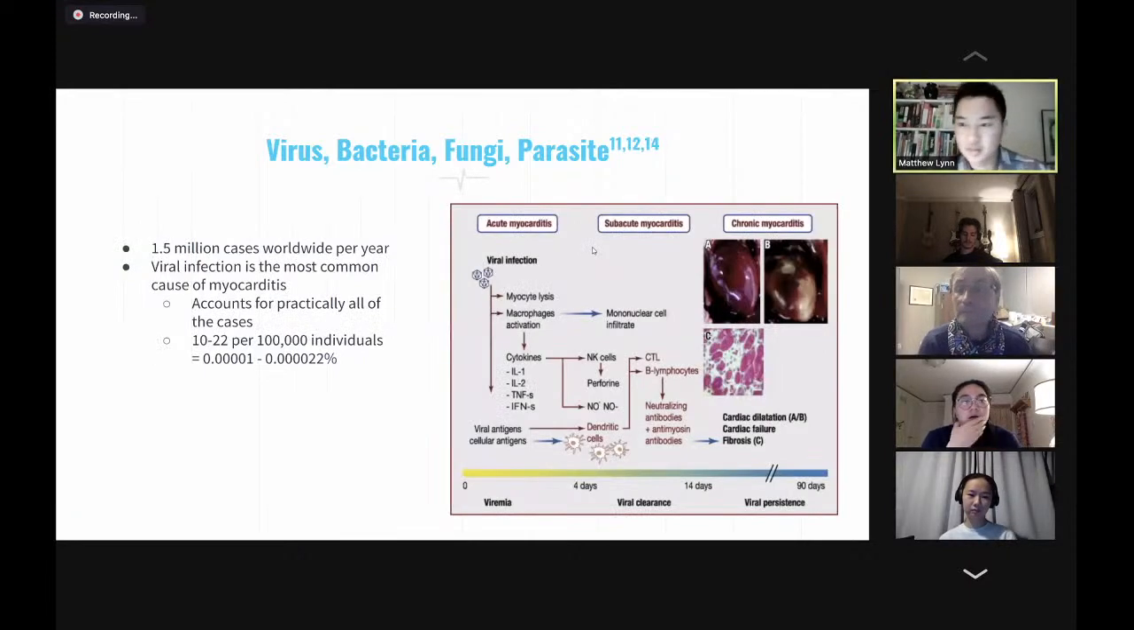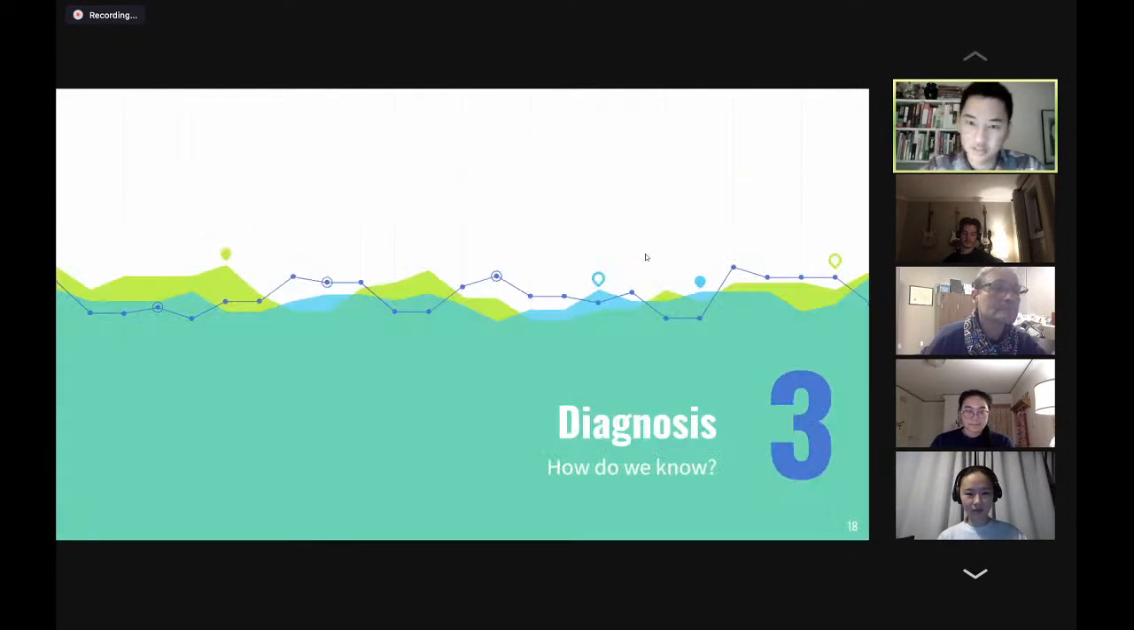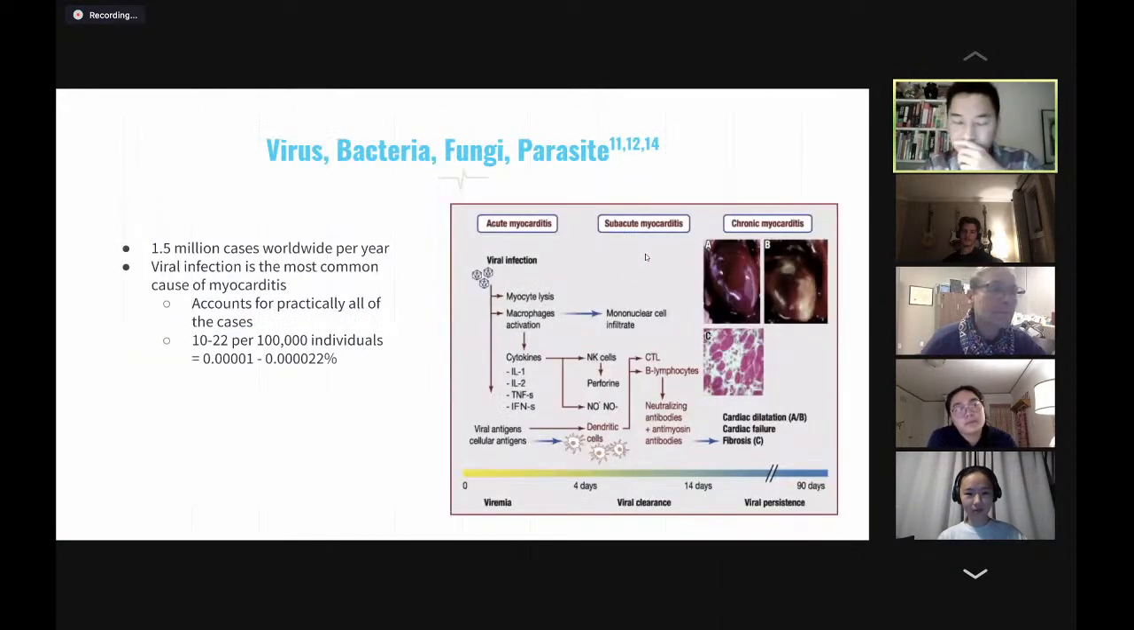Yeah, so in terms of the viruses, bacteria, and fungi, as mentioned before, viral infection is actually the most common cause of myocarditis and accounts for almost all of the cases, 10 to 22 per 100,000 individuals. So myocarditis isn't the most common effect, but it is associated with some viral activity, as you can see here on the slide.